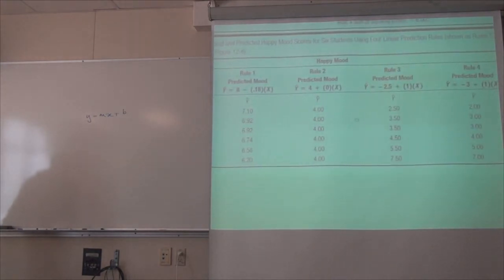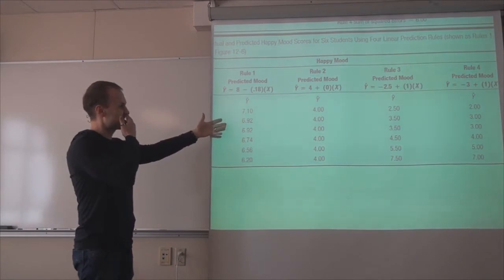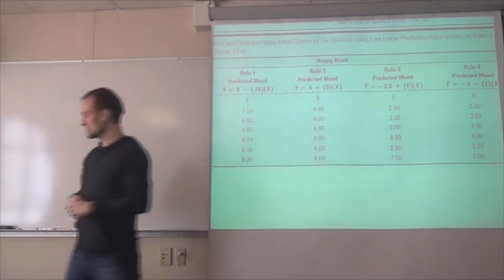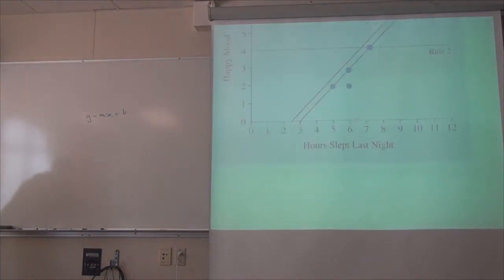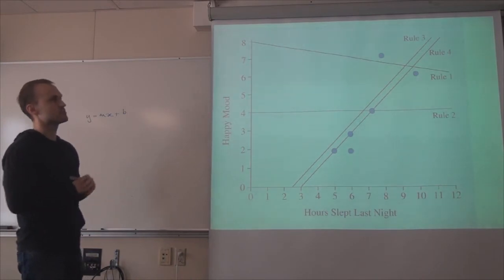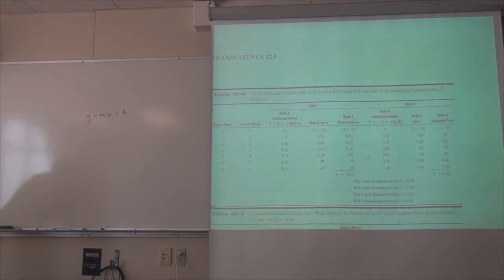So now when I look at the prediction values, it's hard to look at the numbers and really see, is this one better than this one? It's hard. Graphically, I might suggest that rule 3 and 4 seem to be better. But between them, which one is better? It's not so easy to tell.